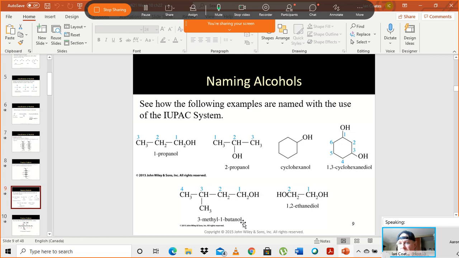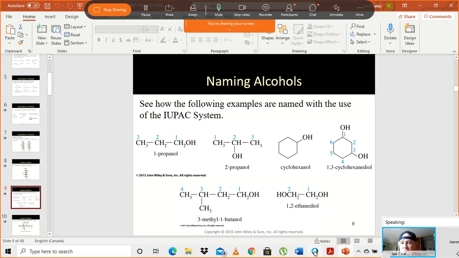And remember, when you're writing these, you start from the back side. Always. Even when I give you the name and you're trying to decipher which diagram the name is representing, start from the back side. Always, always, always. All right, so there's your main chain. 1-butanol, 1, 2, 3. On the 3 carbon, we have a methyl. 3-methyl-1-butanol.